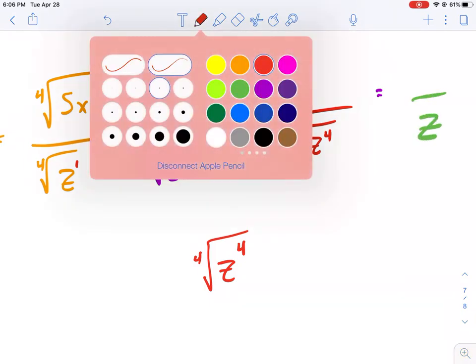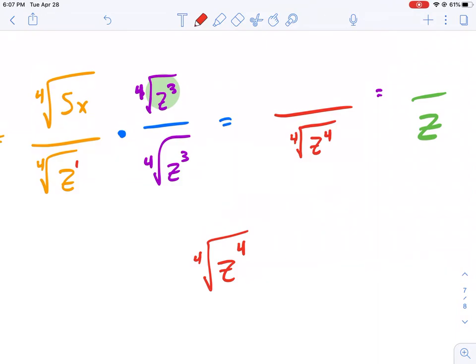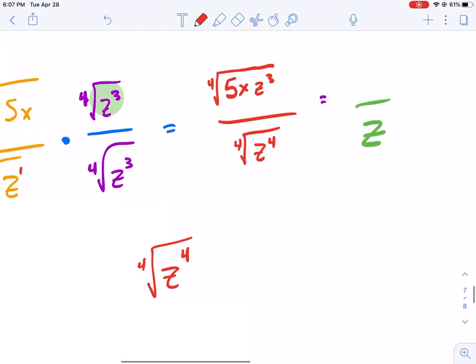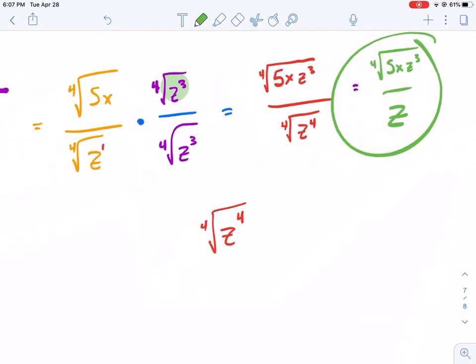Now let's consider the top. So we have the fourth root. We can leave the fourth root there and just multiply underneath the radical. We get 5x z cubed. And there's nothing we can do with that, so we just leave it. We can't simplify that any further. There's no perfect fourth roots there. And so there is our final answer.